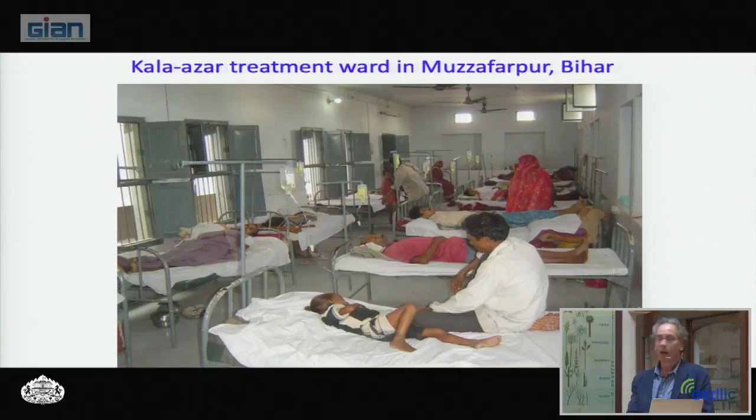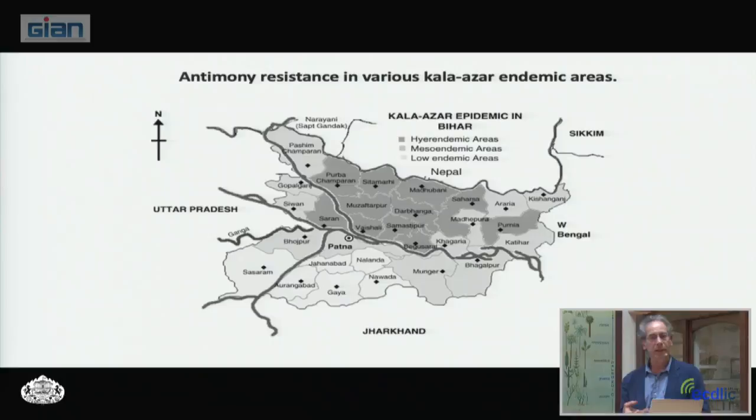They're getting infusions of amphotericin. And that is because antimony, which was the first line drug, pentavalent antimony, for treatment of Kalazar for so many years, was no longer working in these, the most endemic zones in Bihar. So these are the areas where antimony was no longer working at all.